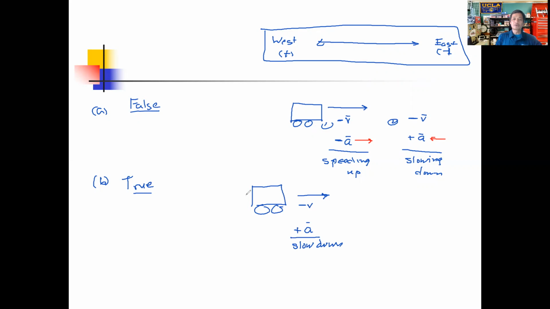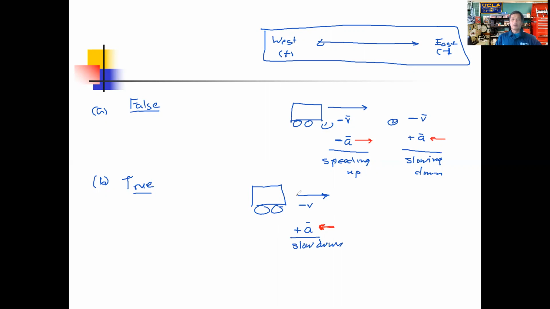Which means then if the car turns around and moves towards the west in the positive direction, if it's slowing down, the acceleration has to be in the opposite direction. Okay, so make sure you keep in mind that the one thing you want to take a look at here is the signs of the velocity and the acceleration. Okay, and so here we have the vector arrows. If that helps you, go ahead and draw that in as well. But the statement for B then is going to be true.